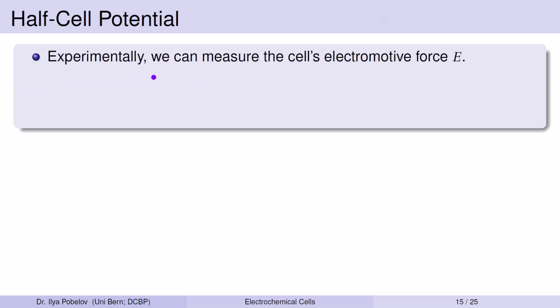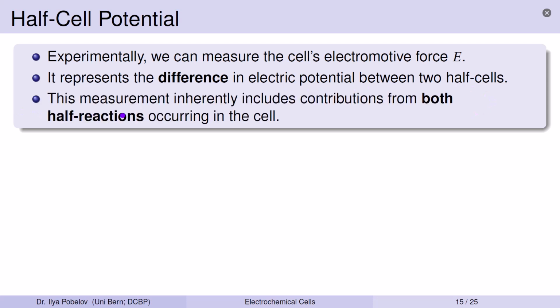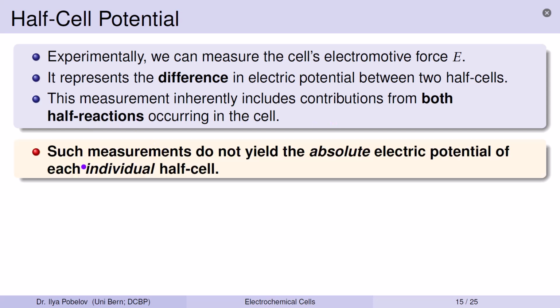Using an experimental setup like the one previously shown, we can measure the cell's electromotive force, which represents the difference in electric potential between two half cells. This measurement inherently includes contributions from both half reactions occurring in the cell. Importantly, such measurements do not yield the absolute electric potential of each individual half cell.